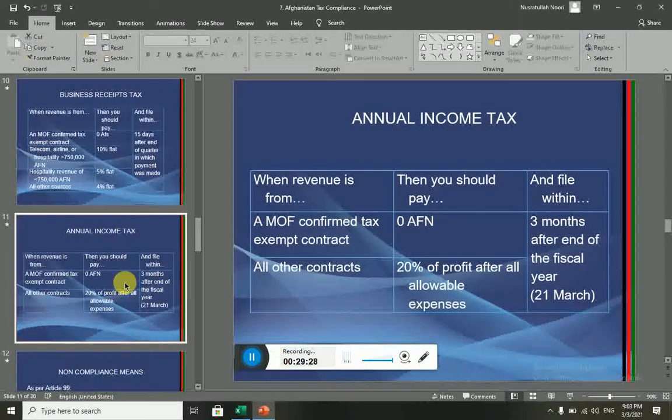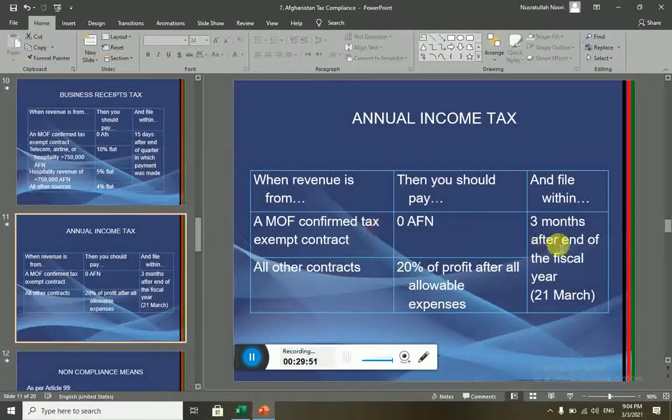So income tax in Afghanistan is 20%, and remember that this 20% is not considered an expense in Afghanistan. The only tax which is considered as an expense in Afghanistan is the business receipt tax or gross income tax.